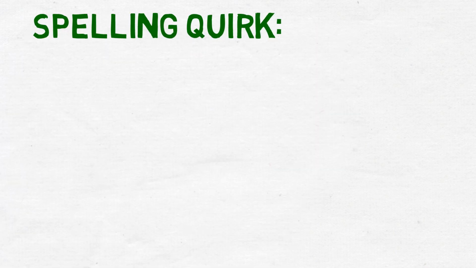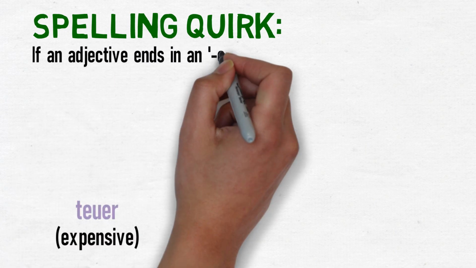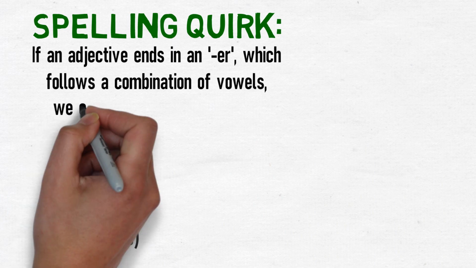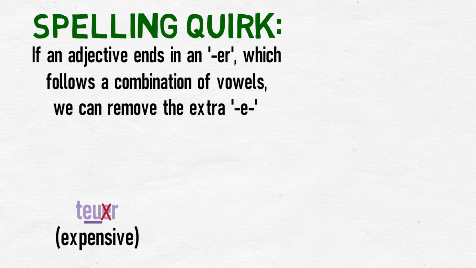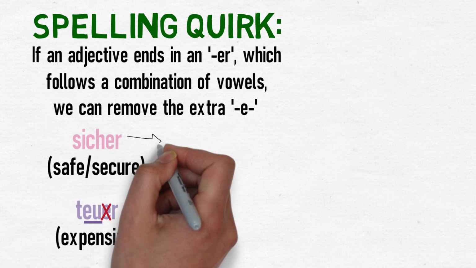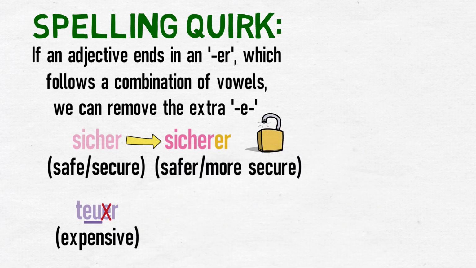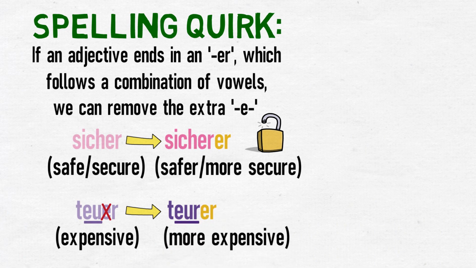An interesting spelling quirk that it's worth mentioning here relates to adjectives ending in an er, such as teuer, expensive. If the er ending is preceded by a combination of vowels, such as eu in teuer, we will remove the final e before adding the er to form a comparative. Let me demonstrate. In the word sicher, meaning safe or secure, the comparative will be sicherer, safer or more secure. To say more expensive, we say teurer rather than teuerer, which is too difficult to pronounce.